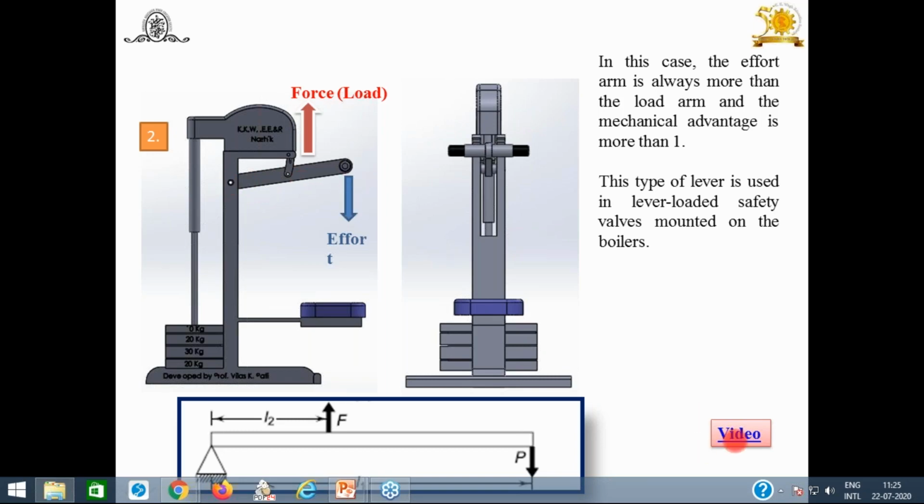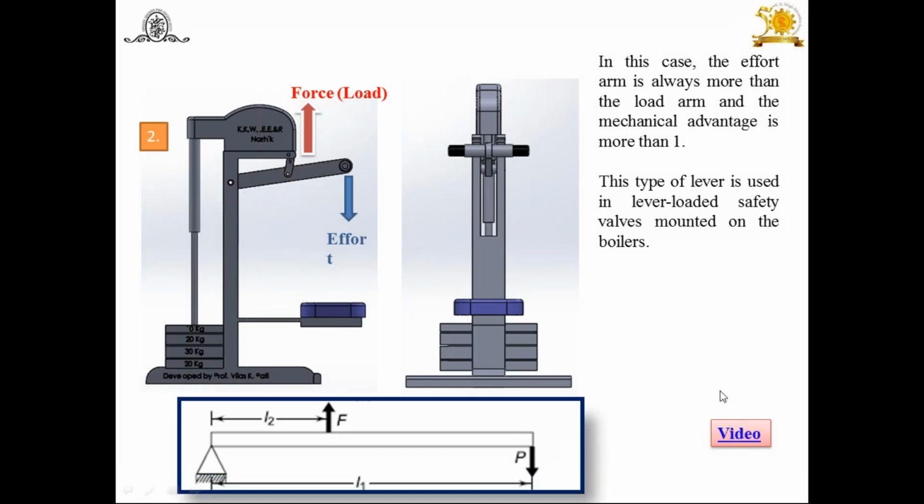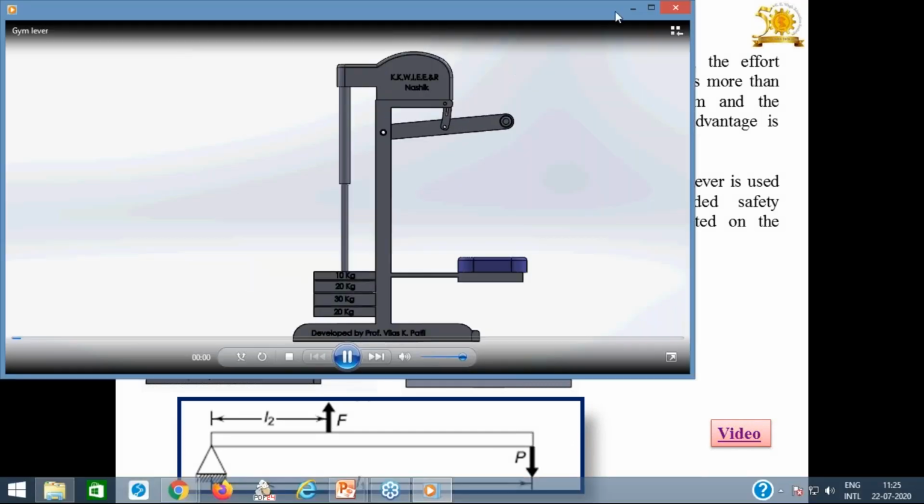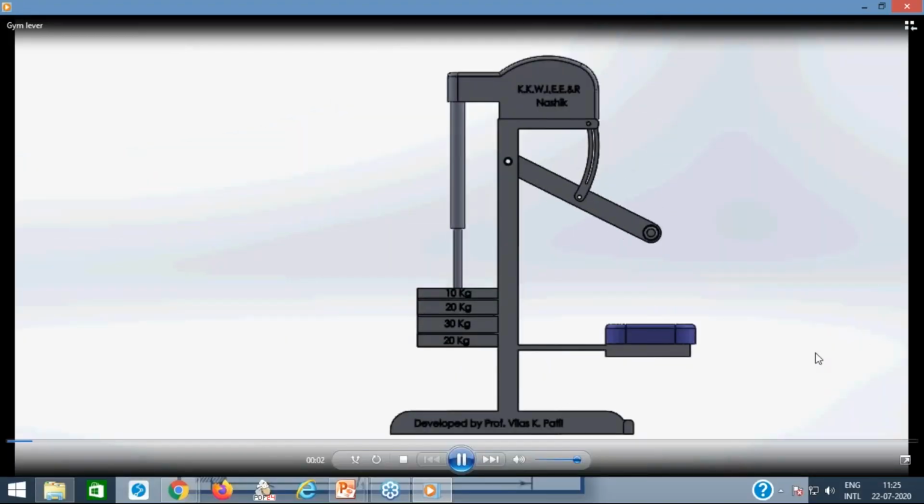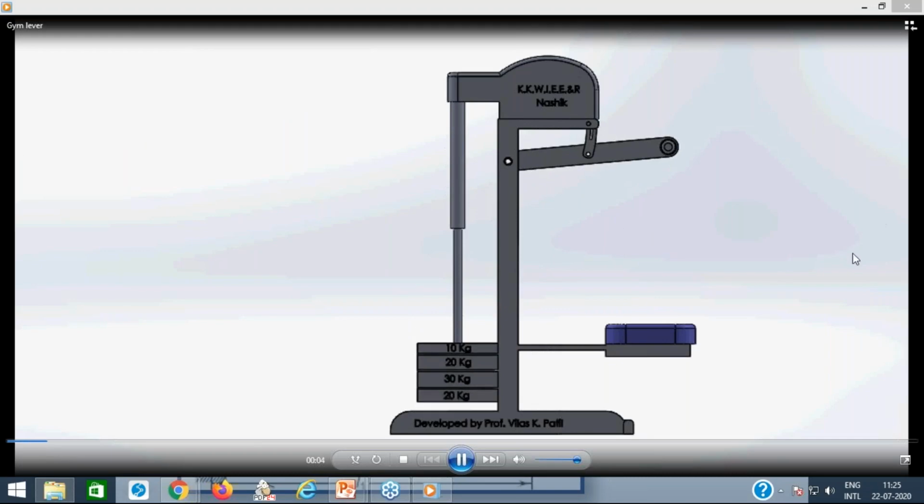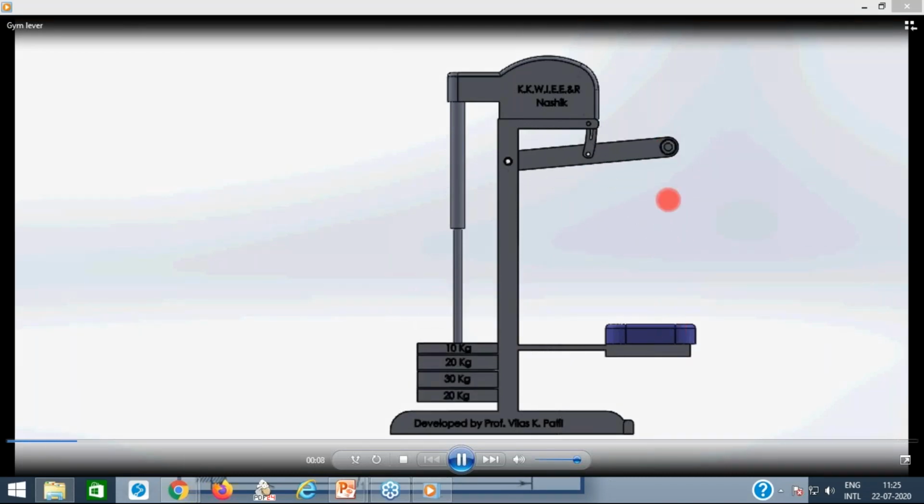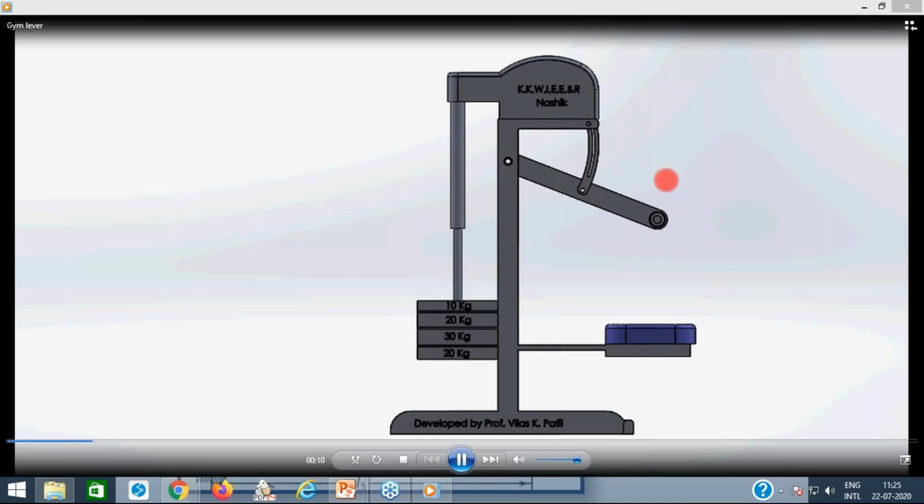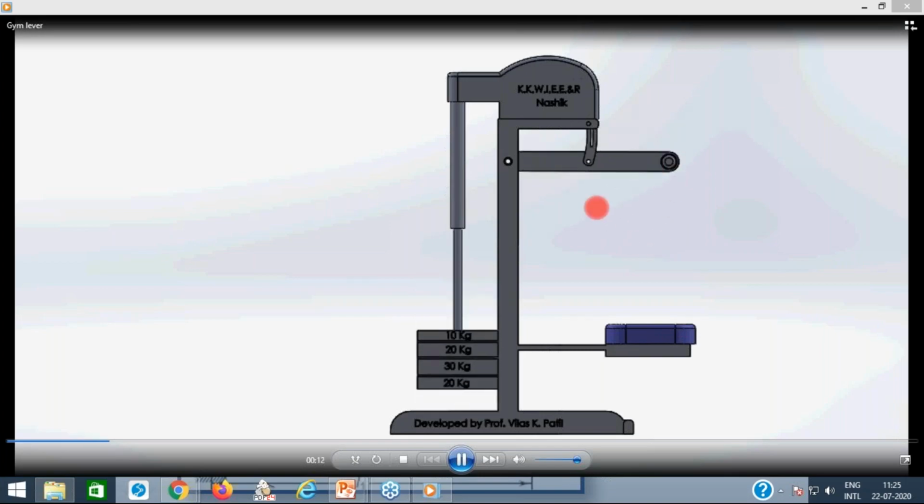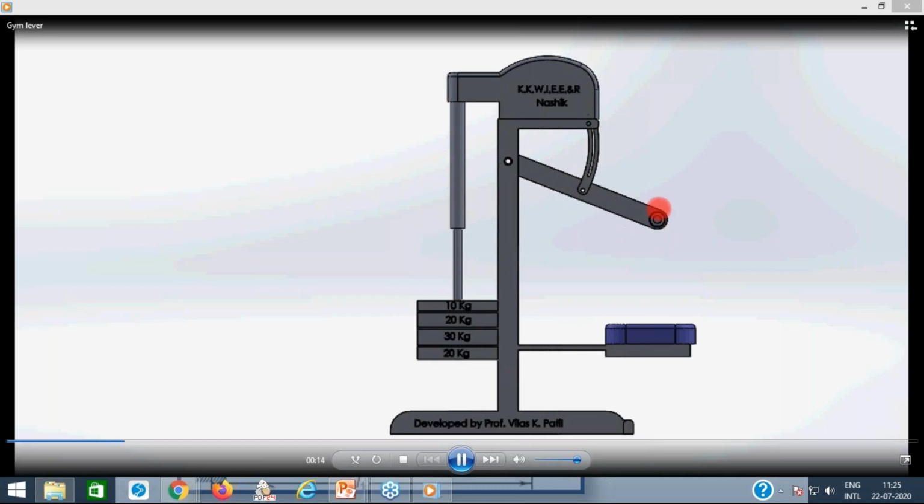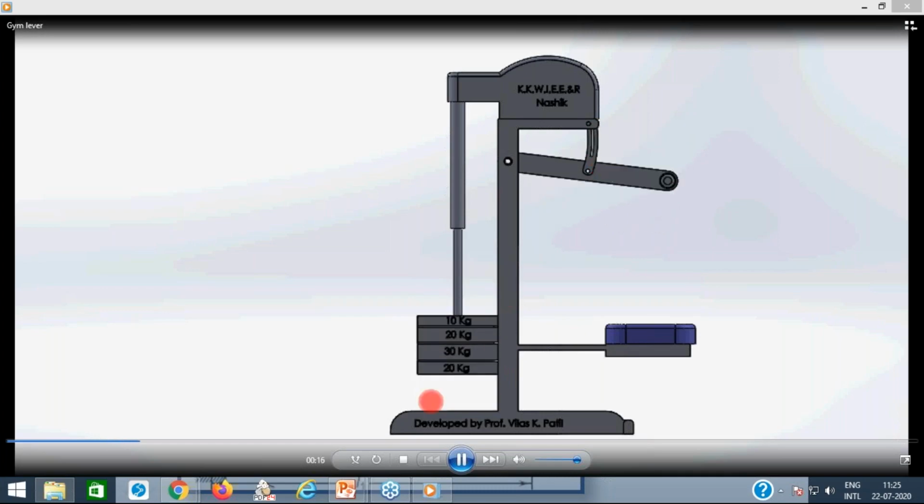Try to understand. And how it is going to work as a second type of lever, I am going to show again in the video. Look at the video here. Now again here you will find in this video, while doing the exercise in the gym, we are putting the effort at this end. Then when we put the effort here, the weight, 20, 30, 40 kg as shown, we are going to lift it.